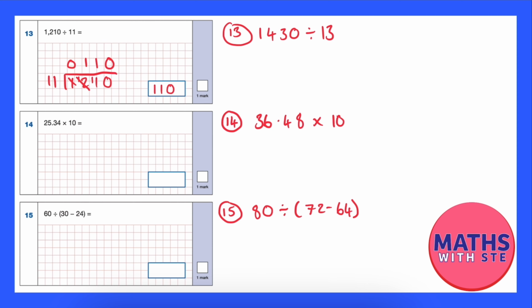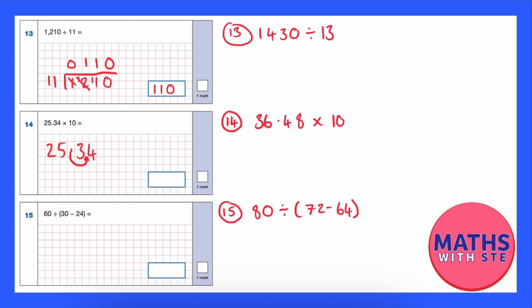Perfect. Okay, next one. We've got 25.34 times 10. When you're timesing by 10, or dividing by 10 even, you can just move the decimal one way or the other. It's timesing by 10, so it's got to get bigger. So if I'm going to times 25.34 by 10, the point is going to go over to the right-hand side one place.